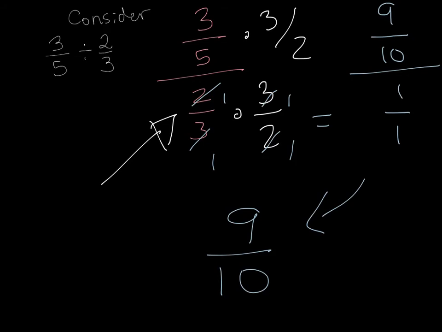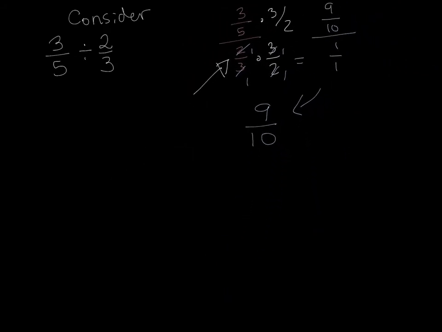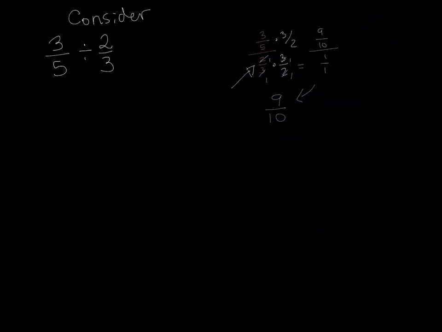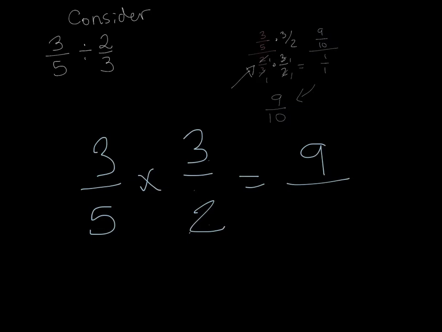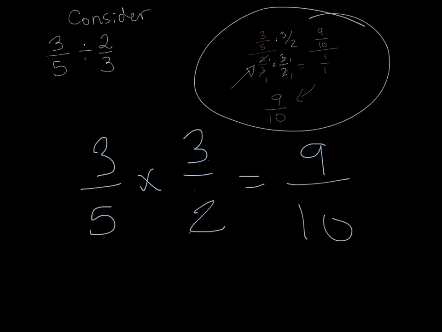So let me shrink all this down, and we'll do it the keep, change, flip way. So I'm going to keep 3/5, change it to multiplication, and flip 2/3. I end up with, whoops, I didn't flip it. Let me fix that. 3/2, you got to multiply by the reciprocal. So 3/2, and that becomes 9/10. But this up here, that's why it worked.